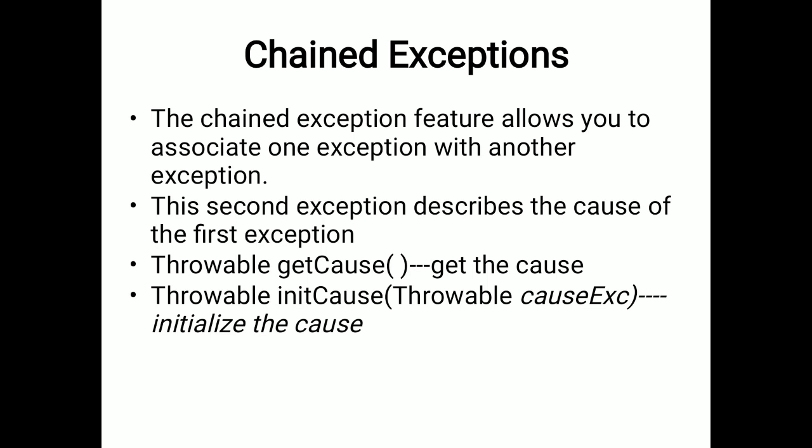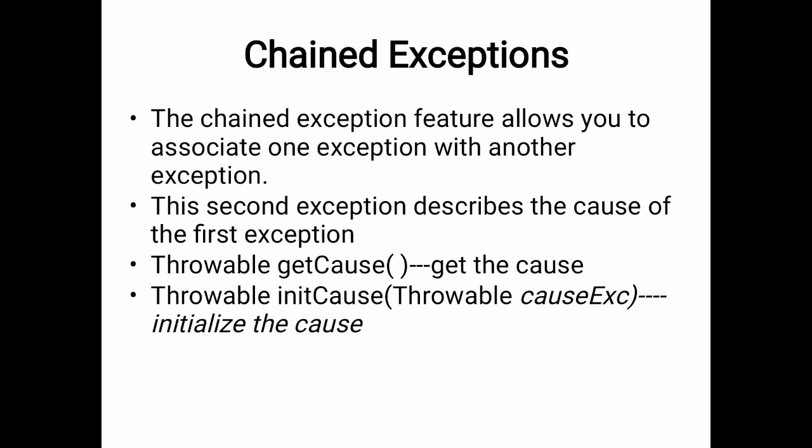So next, and the last part of the topic, is chained exceptions. What is that? The chained exception feature allows you to associate one exception with another exception. That is called a chained exception. This second exception describes the cause of the first exception. That indicates that you can link a second exception with the first exception, where the second exception describes the cause of the first exception.